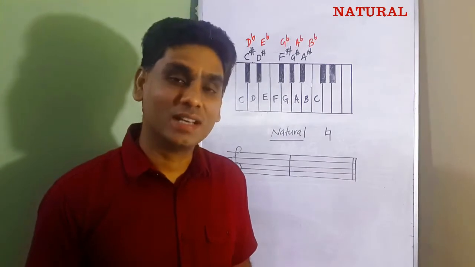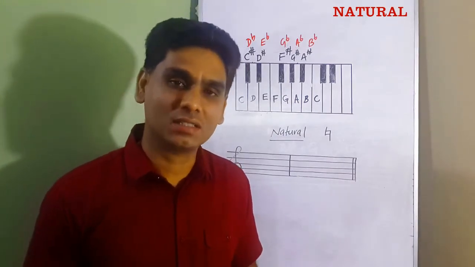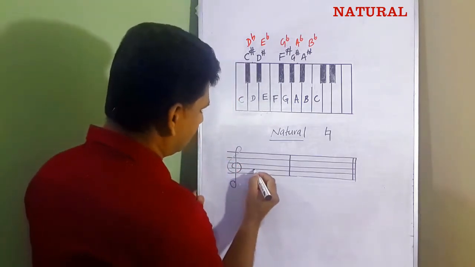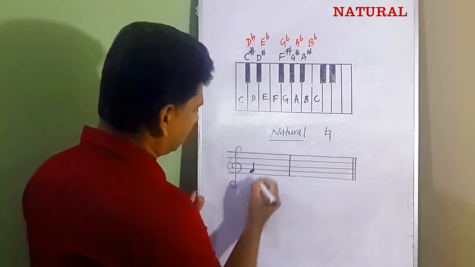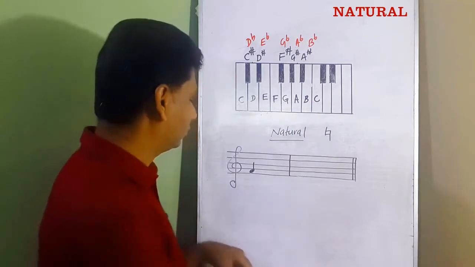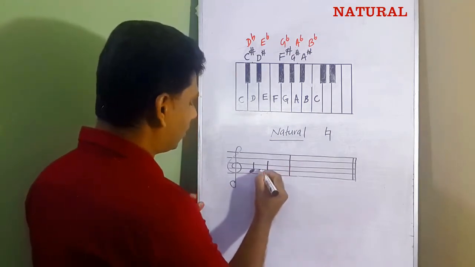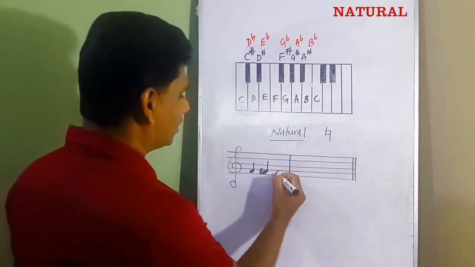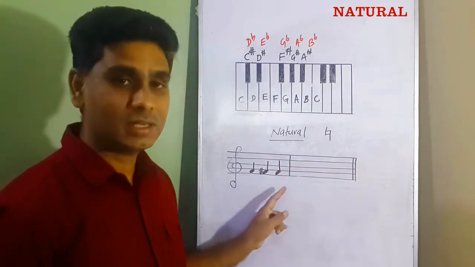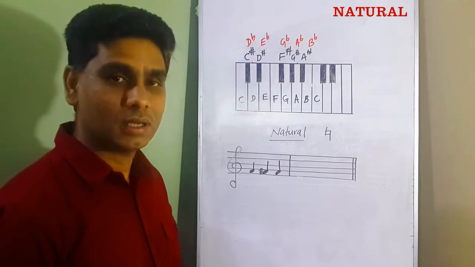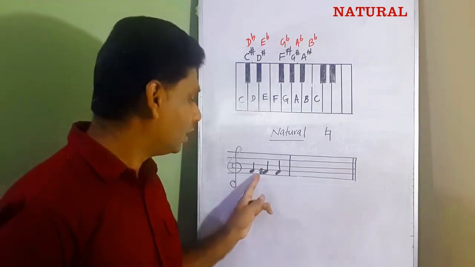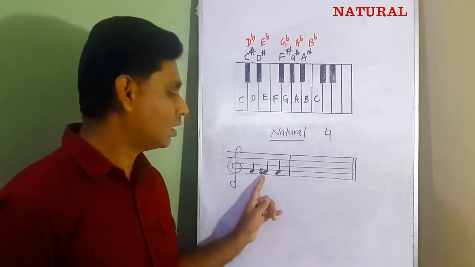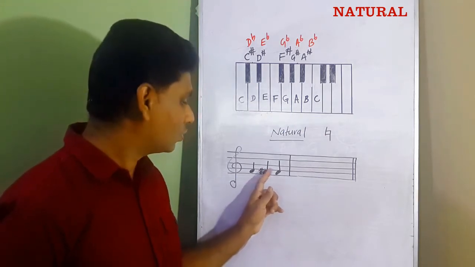And now we are going to learn about natural. We are going to cancel the accidentals we don't like. F, and I want to make note F sharp, then I have to put a sharp mark. In the third note, I want to be natural F without a sharp. As we learned before, once you put an accidental, it goes to the next note which is in the same line or space. Now in this case, this F sharp is in the first space. Then it goes to the second note.